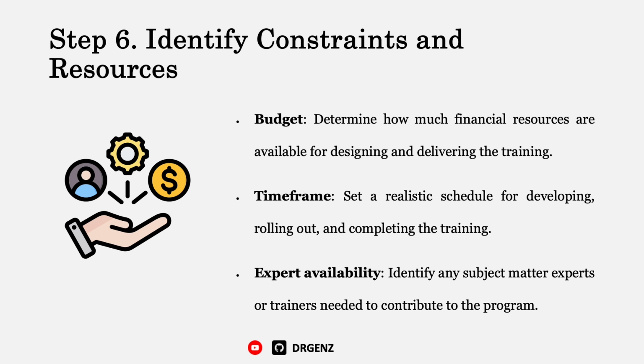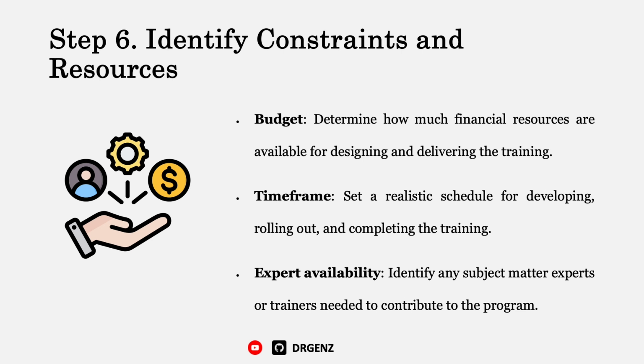Budgeting. In budgeting, you are evaluating how much funding is available for both the design and delivery of the training. This includes the design cost. Design cost explains the fees for instructional designers, content development, and any necessary materials. You look at the delivery cost, expenses for platforms, if it's online, if it's in person, the venue, and the trainers. Then understanding this budget will help you to tailor the training to what is affordable without compromising quality.